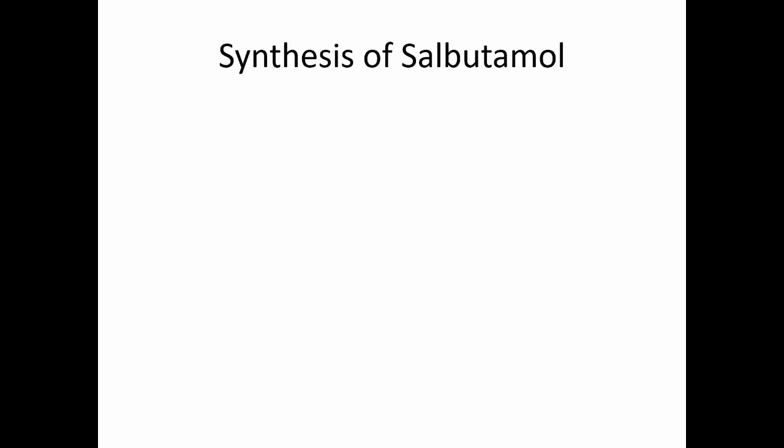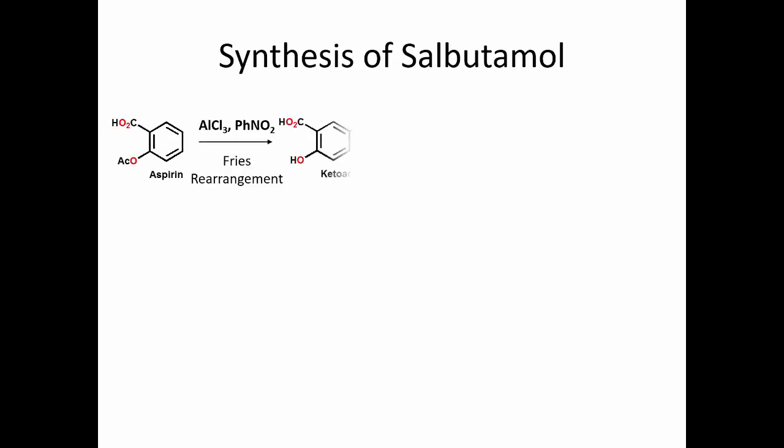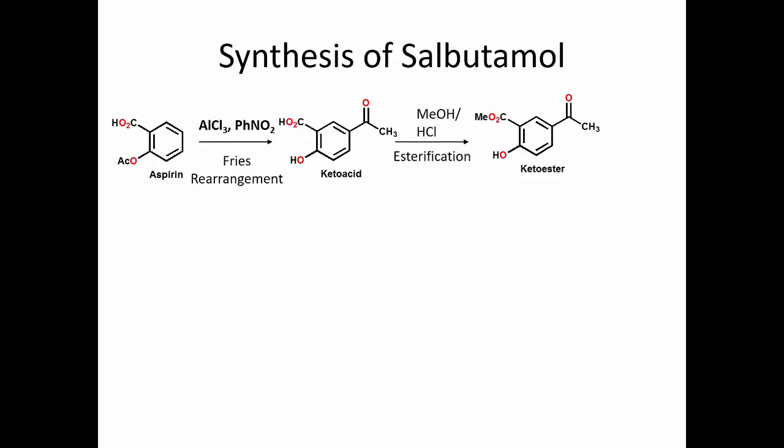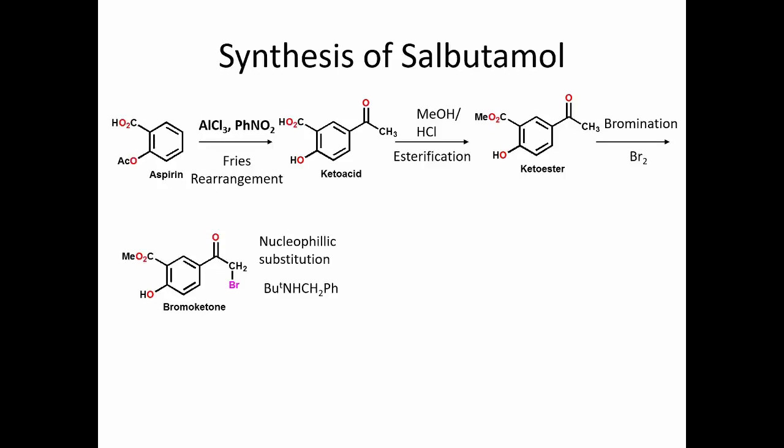Salbutamol is actually synthesized in a 6-step synthesis starting from aspirin. The first step is a Fries rearrangement in the presence of aluminium trichloride and nitrobenzene. Step 2 is an esterification of the acid using methanol and hydrochloric acid. Step 3 is a bromination using bromine to give the bromoketone. A nucleophilic substitution introduces the amine functionality.